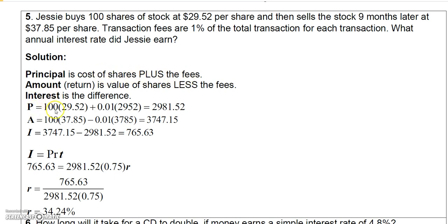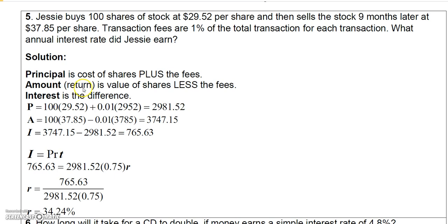So the principal would be the cost of the shares. That would be 100 shares at $29.52 a share. Now, if you multiply that together, you get $2,952. Well, what is the transaction fee? The transaction fee would be 1% of that. So we're going to add to that 1% of $2,952. And then we'll get a total. So what was Jesse's total investment? His total investment was $2,981.52.